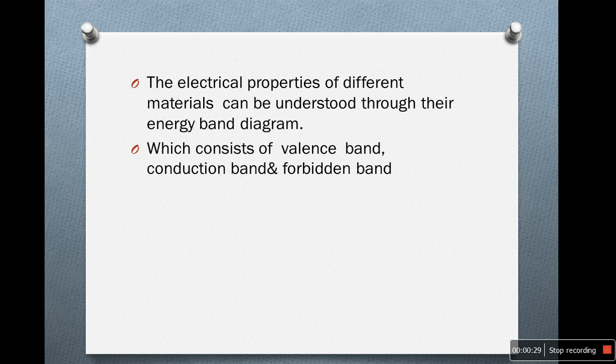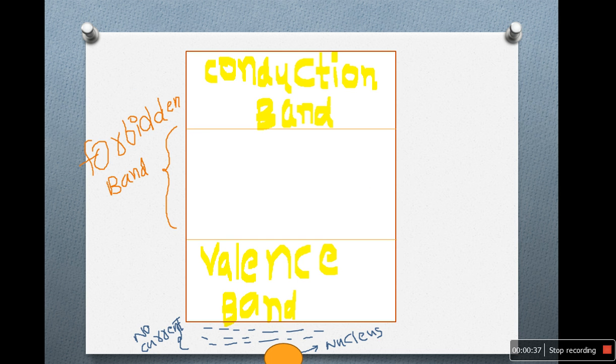The energy band diagram consists of the valence band, conduction band and the forbidden band. So this is the energy band diagram. Here we have the conduction band, valence band, forbidden band, and here we have the nucleus. The electrons present in the innermost level are strongly attached to the nucleus, hence they can't produce current.